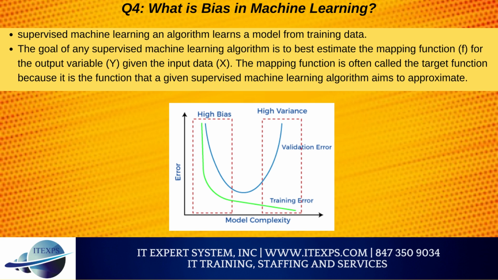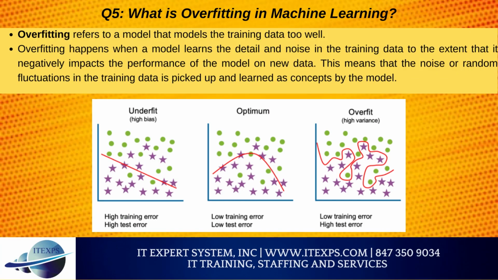What is overfitting in machine learning? Overfitting refers to a model that models the training data too well. Overfitting happens when a model learns the detail and noise in the training data to the extent that it negatively impacts the performance of the model on new data. This means that the noise or random fluctuations in the training data is picked up and learned as concepts by the model. The problem is that these concepts do not apply to new data and negatively impact the model's ability to generalize.